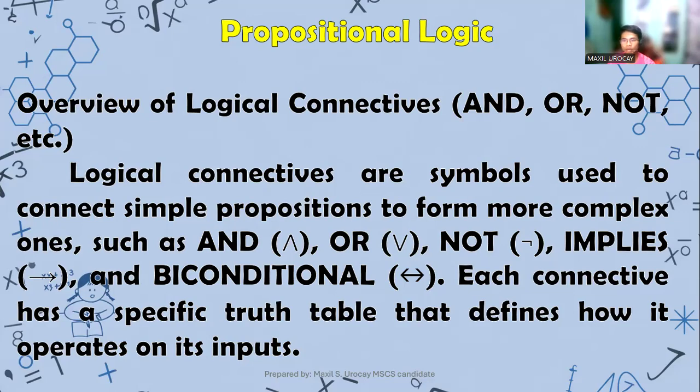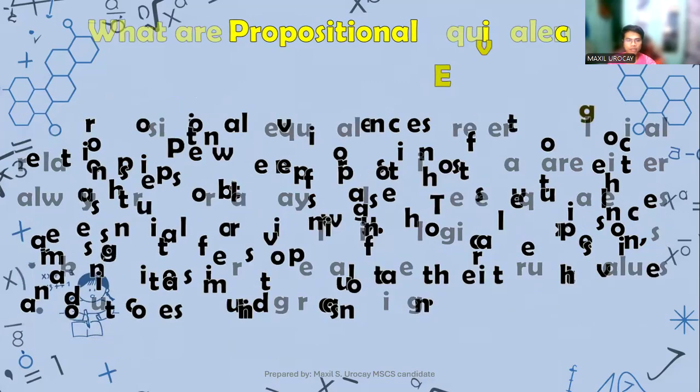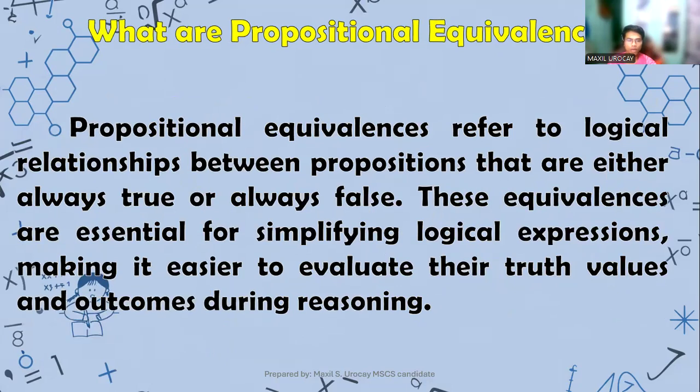Now, propositional equivalences refer to logical relationships between propositions that are always true or always false. These equivalences are essential for simplifying logical expressions, making it easier to evaluate their truth values and outcomes during reasoning. Meaning to say, class, we are trying to calculate if the first statement is true and the second statement is false also, and we're trying to work on whether they are equivalent to different rules, because we will need to calculate that basically.